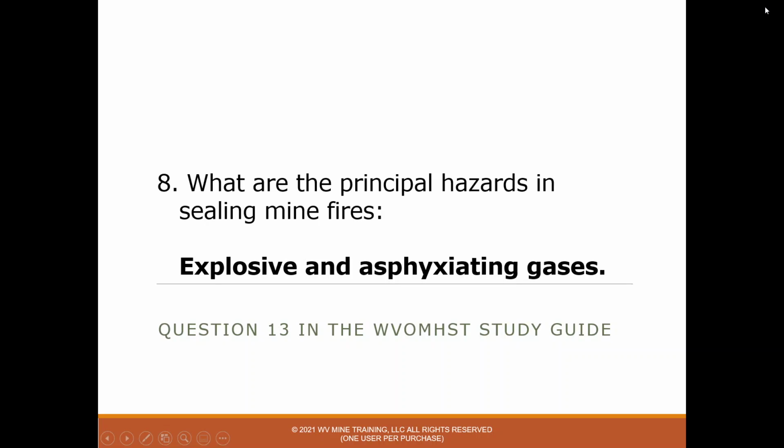Question 8, what are the principal hazards in sealing mine fires? So the answer to that is explosive and asphyxiating gases. So if we were sealing a mine fire, we would have to worry about methane, a methane gas explosion, and also the asphyxiating gas, and what comes to mind there to me is carbon monoxide.